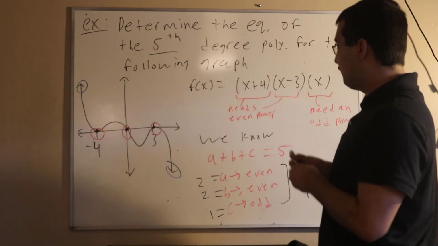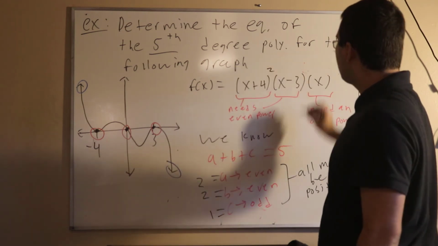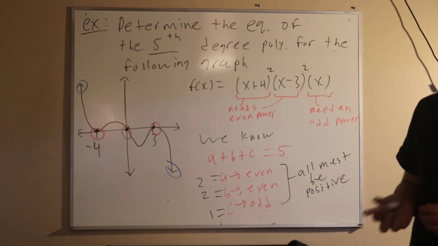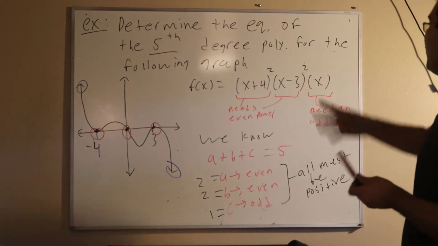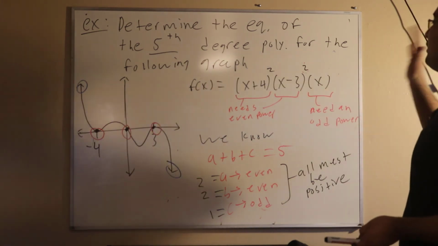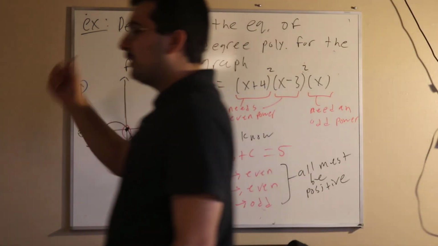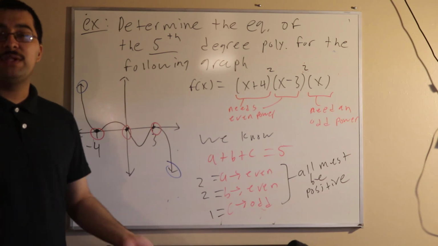x plus 4 needs to be squared, x minus 3 needs to be squared, and then the x can be left by itself because we don't bother writing powers of 1. So there you go. This is how we use the zeros and their multiplicity to construct this portion of our equation. Now, the last piece of information, we need to make sure we use everything, right?